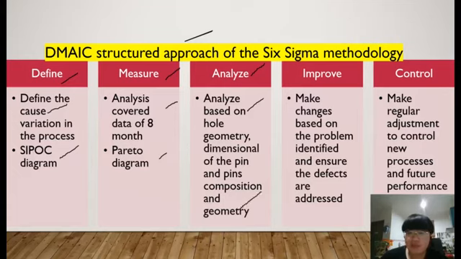Next, we will move to improve. We make changes based on the problem identified and ensure the defects are addressed. Lastly, we will focus on control, where we make regular adjustments to control new processes and future performance so that the company could save the production costs. In conclusion, DMAIC is focused on improving the existing product of the organization.